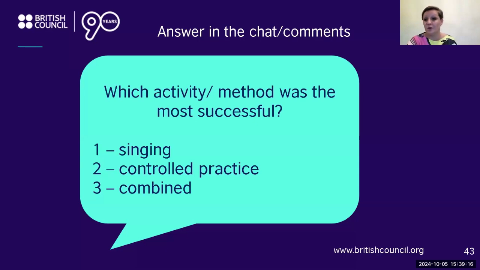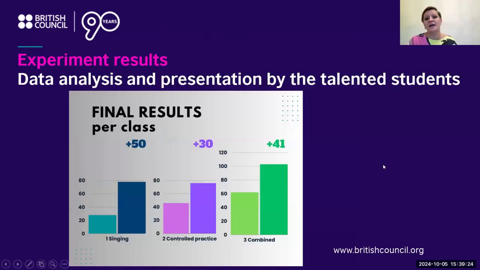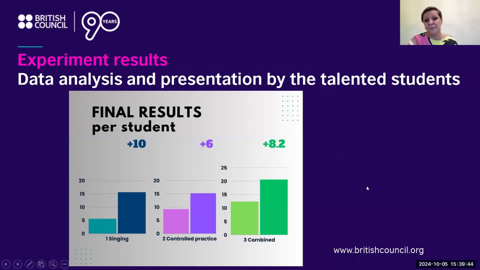I actually expected the combined method to be the most successful. However, the group of these students analyzed the data and prepared presentations as well. What their research has shown is that in one class with the singing method, we had 50 verbs learned, with the combined method 41, and with controlled practice 30. If you take those results per student, that is 10 verbs per student with singing, 8.2 with the combined method.